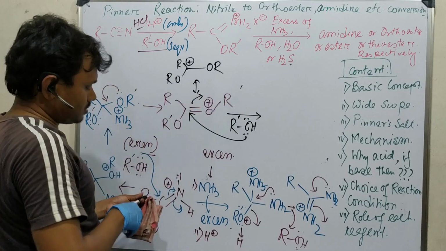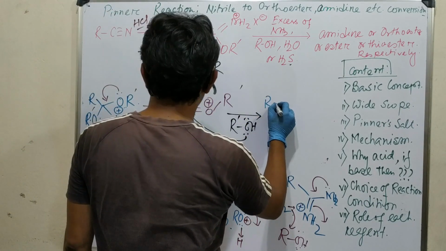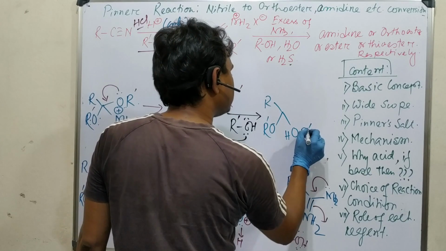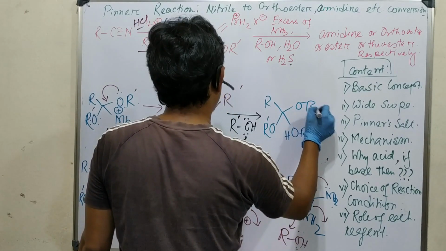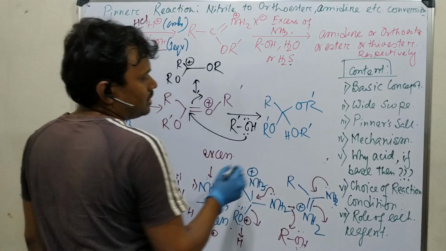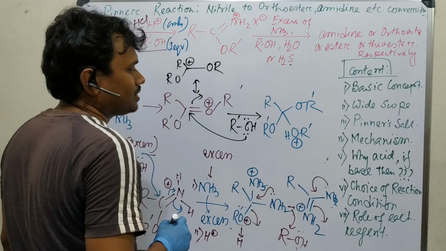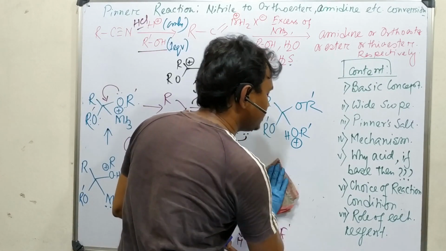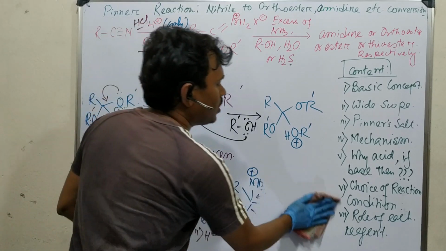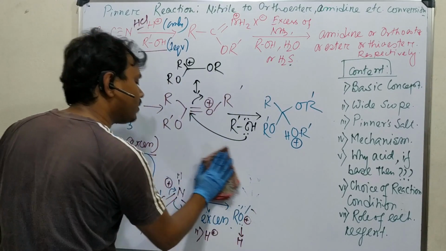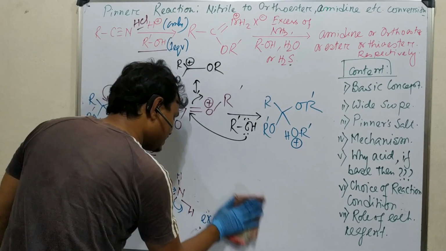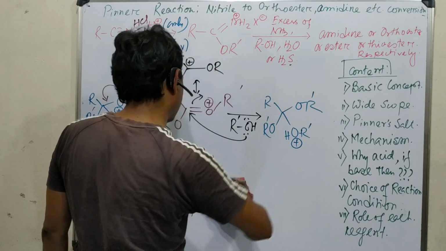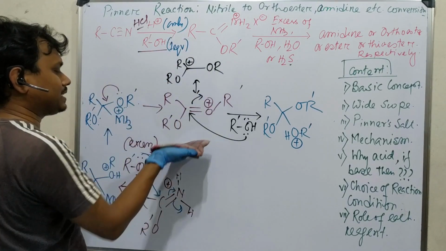And what will be produced? It will produce R, OR. This is OHR prime. Another thing, OR prime opens up. Now see, it will have a formal positive charge. So if this proton is eliminated, the product will be ortho-ester. What do you mean by ortho-ester? Ortho-ester means you can say acetal of a carboxylic ester. I shall explain.